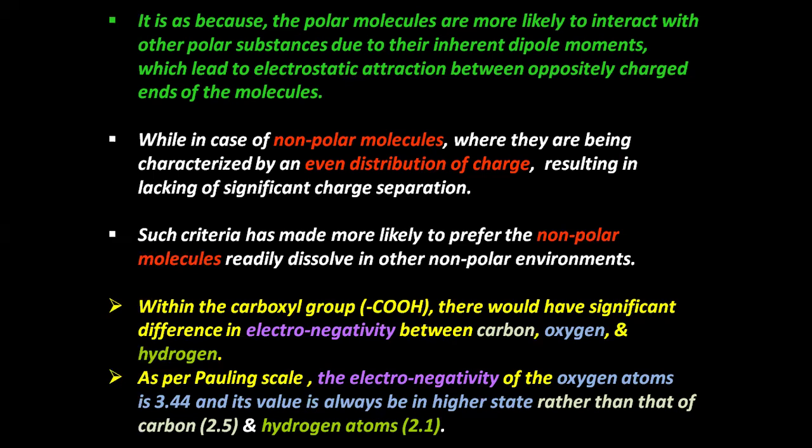Within the carboxyl group, that is COOH, there is a significant difference in electronegativity between carbon, oxygen, and hydrogen. As per the Pauling scale, the electronegativity of the oxygen atom is 3.44, which is always higher than that of carbon, 2.5, and hydrogen, 2.1.